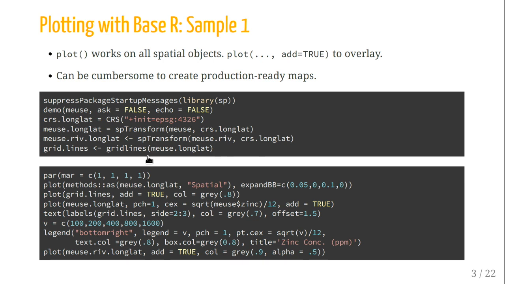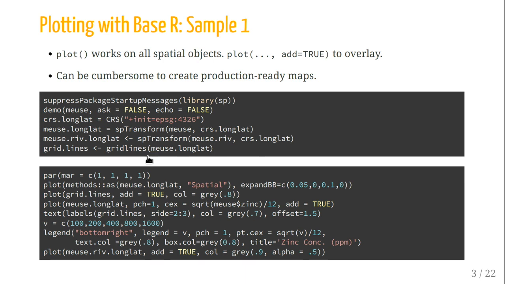So to start with, we're going to start with the base R graphics plotting system. It works on all kinds of spatial objects. All you really need to do is plot, give the spatial object, and if you want to add it to an already present map, just set add equal to TRUE. And you can set a lot of different parameters, like what color it should be, what size it should be, what legend should be on your map, those kinds of things. It's just a matter of reading the documentation as to how to do that.